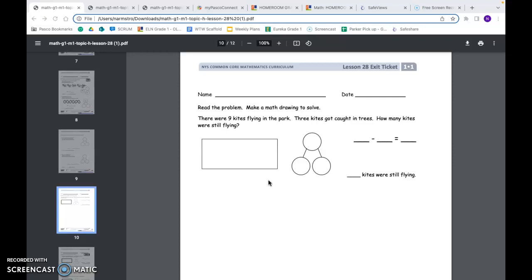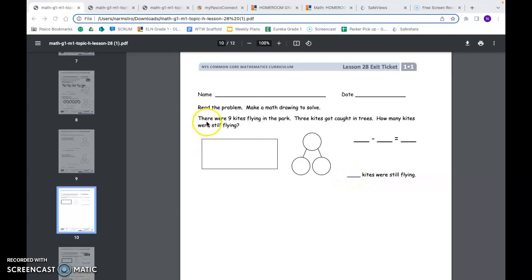Okay, so on this exit ticket, you will see there are 4 different parts. There's this rectangle where you're going to draw your good thinking. Okay, here's your number bond, here's your subtraction number sentence, and then this is going to be where your missing part goes. Okay. So I'm going to read you the word problem. I'll read it 2 times, and then you're going to complete all 4 of these pieces of your exit ticket.